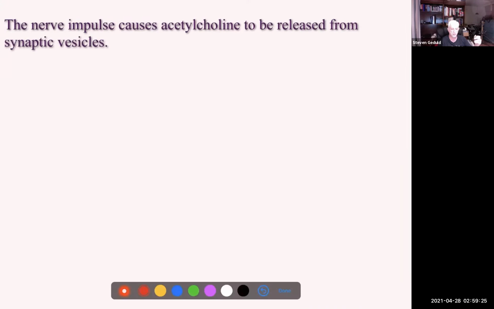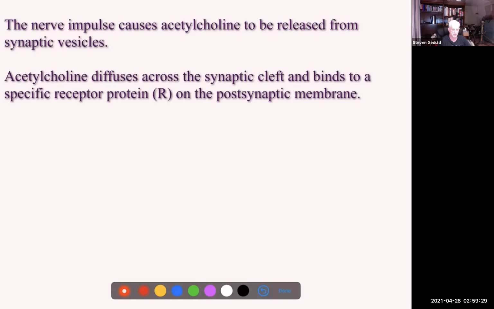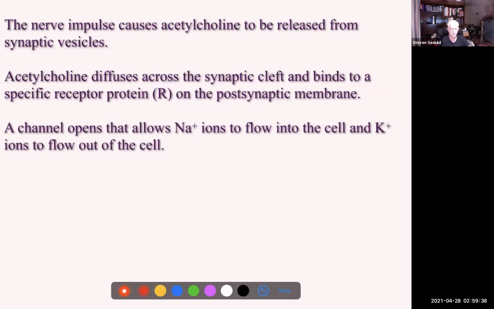So the nerve impulse carries acetylcholine to be released from the synaptic vesicles. Acetylcholine diffuses across the synaptic cleft, across that gap, and binds to specific receptors on the postsynaptic membrane, on the membrane of the muscle cells. A channel opens up, allows sodium ions to flow into the cell, potassium ions to flow out of the cell. This results in muscle contraction.